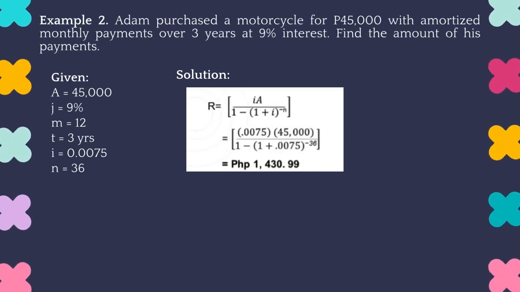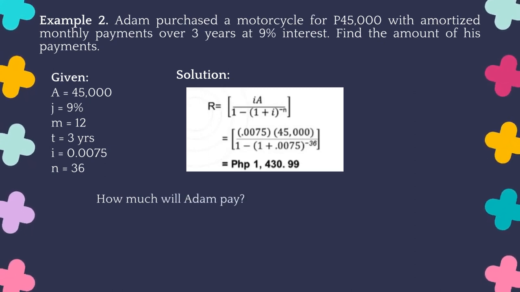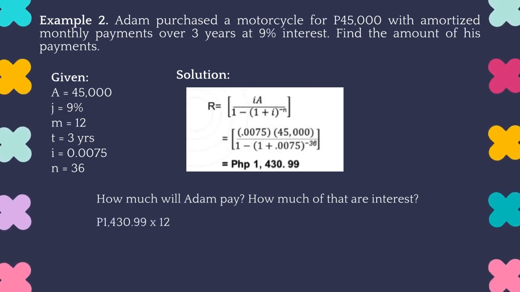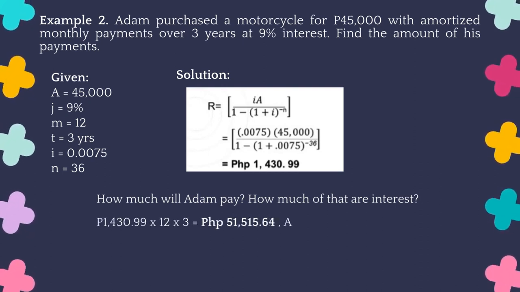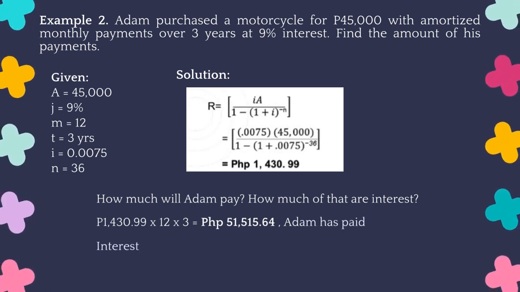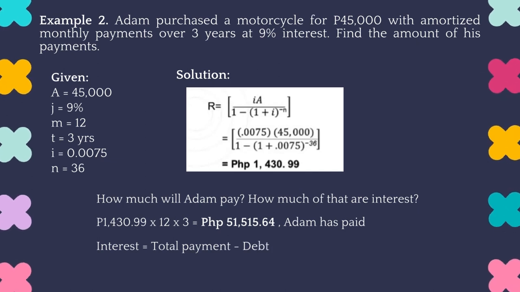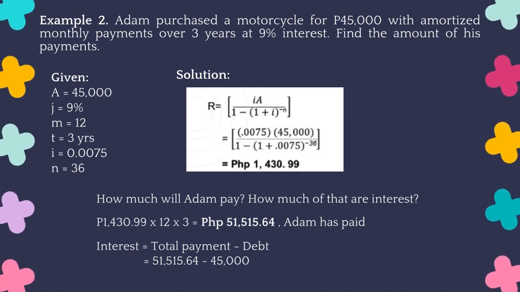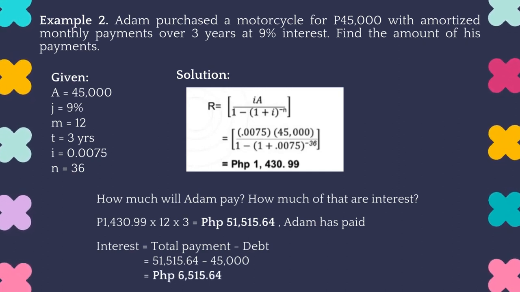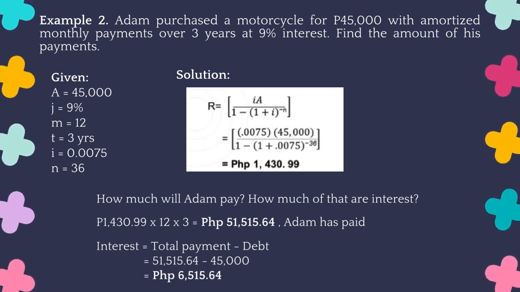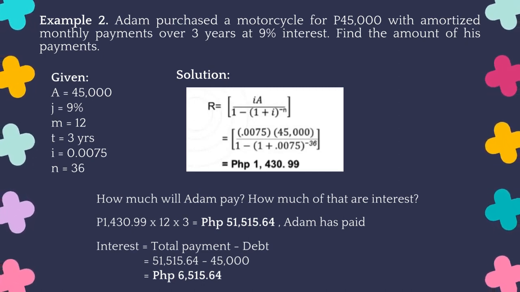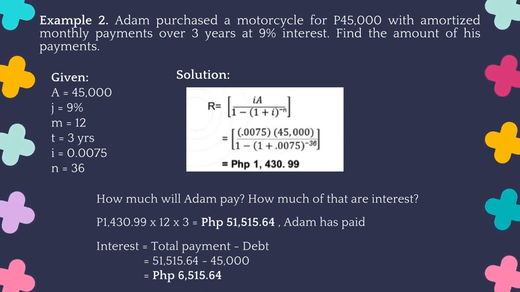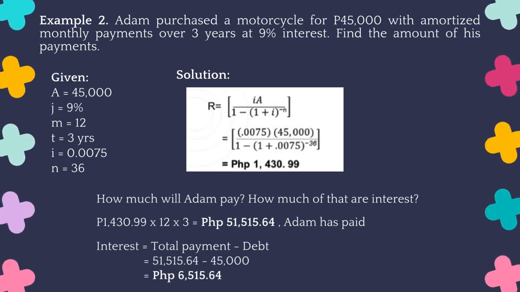So, follow-up question, how much will Adam pay and how much of that was the interest? So, 1,430.99 times 12 times 3 equals 51,515.64. So, that is the total payment of Adam. And how much of that is the interest? So, total payment minus debt, 51,515.64 minus 45,000 is equal to 6,515.64. So, that is the total interest of Adam within 3 years with 9% interest.